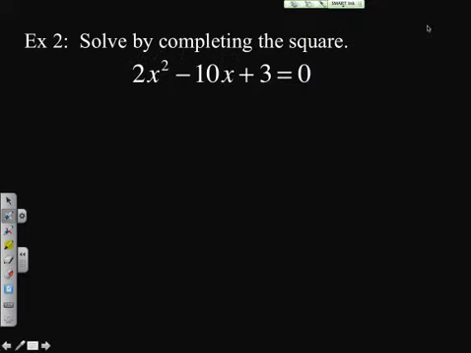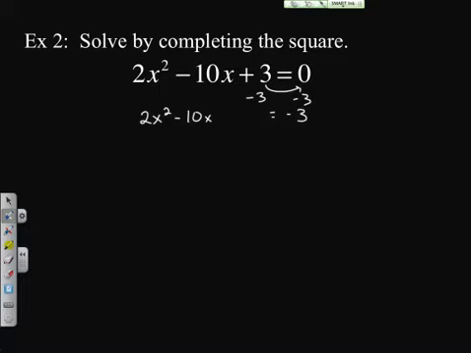Now, the process of completing the square is a little bit more difficult than factoring, so we don't like to use it as much. But here's the process for completing the square. The first thing we have to do is move the constant to the other side. So we're going to get rid of this 3 by subtracting 3 from both sides. So now we have 2x squared minus 10x equals -3.